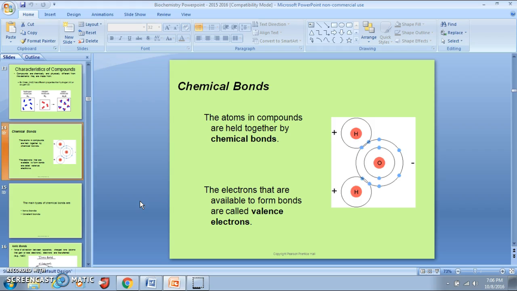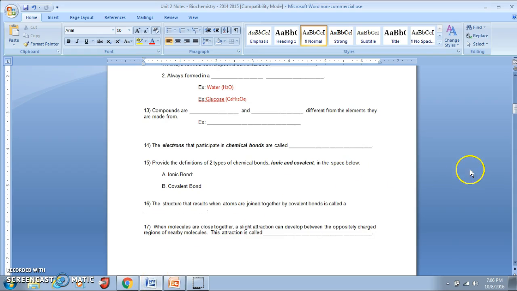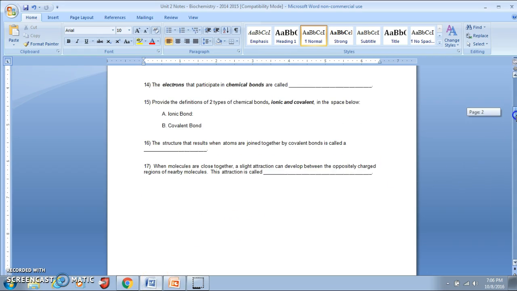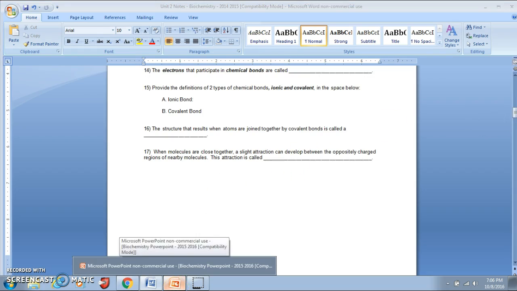In our last video, we ended by discussing how chemical bonds hold atoms together, like they do in this water molecule here, and that valence electrons, or the electrons that are furthest out from the nucleus of an atom, are available to participate in chemical bonds. We have two main types of chemical bonds, ionic bonds and covalent bonds. In number 15, we are going to define those two types of chemical bonds. So let's get started.